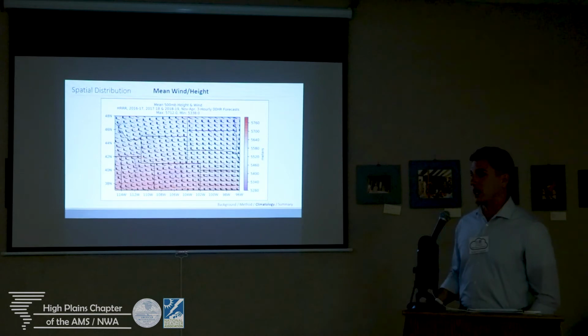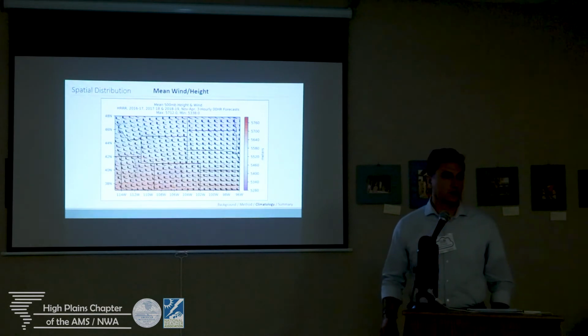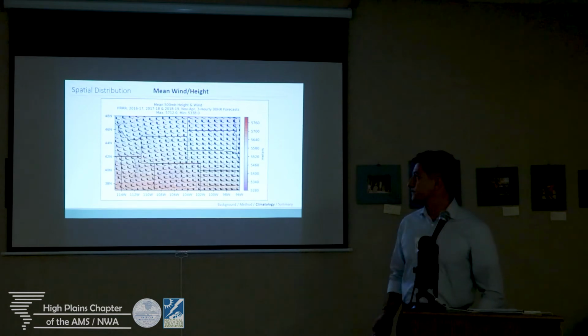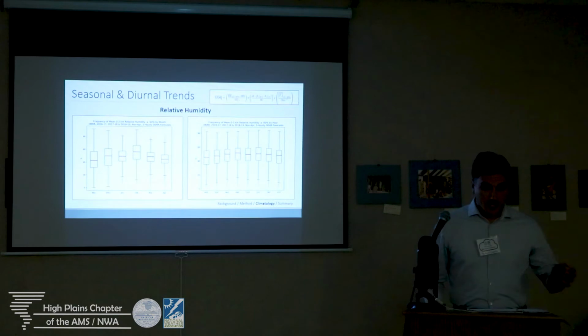Again, this is November through April for the 3 seasons. And just keep in mind that there's a west-northwesterly wind for the majority, almost all of the domain, between 25 and 35 knots. So now I wanted to talk about the seasonal and diurnal trends.